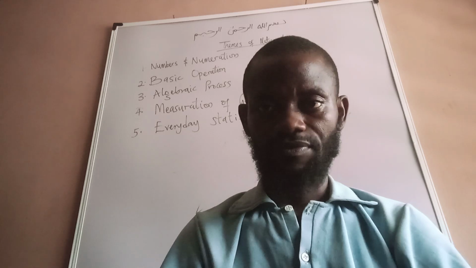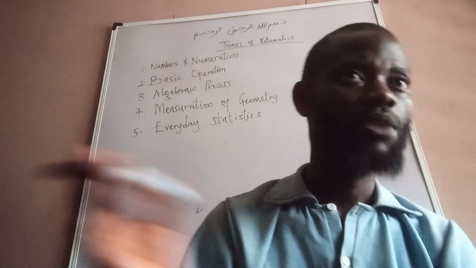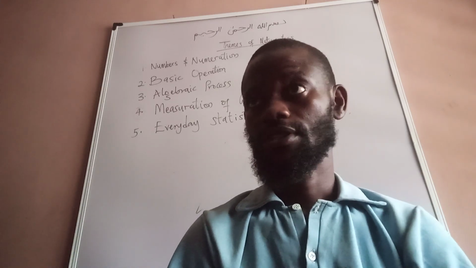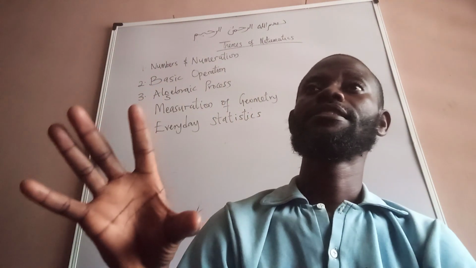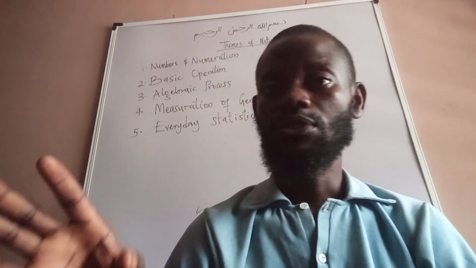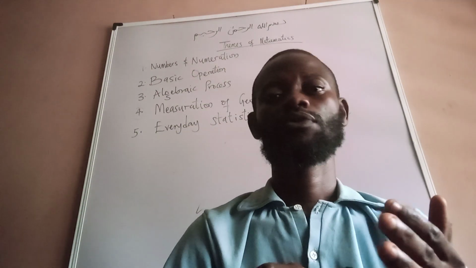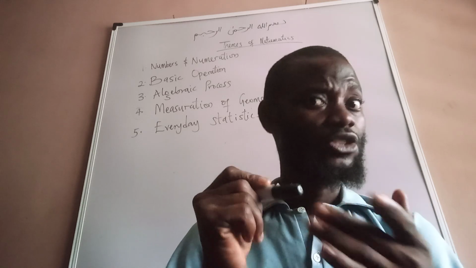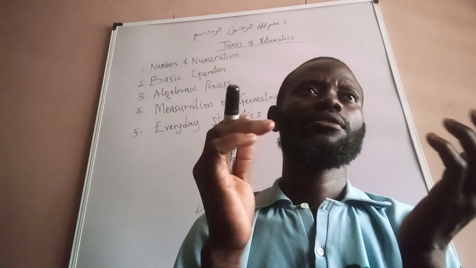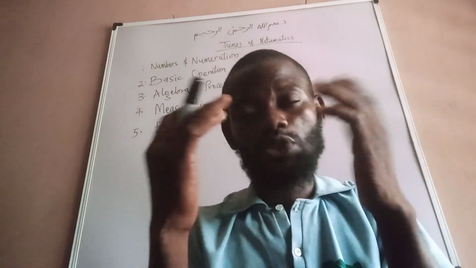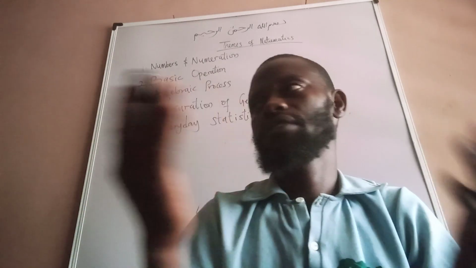Now, the fourth one is measurement of geometry. Yes, this is where shapes come in. You see all these triangle, rectangle, square, rhombus. So that's another thing entirely. When you understand numbers, the operations, and the algebra, then the next thing is to understand shapes, how they form, their constituents. What makes a shape? If you cut this and this, what will it give you?